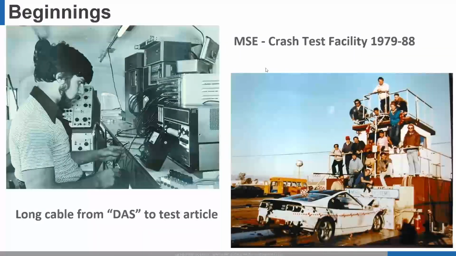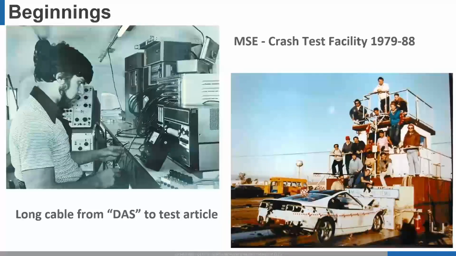My beginnings were at a crash test facility called Mobility Systems and Equipment Corporation in 1979. On the left, that is about a 21-year-old version of me sitting at a bench with a 40-channel data collection system that weighed roughly 150 kilograms, or 300 plus pounds, to do 40 channels. Our remote location, with signal conditioning and tape recorders, would be connected to a test vehicle via a long cable. We used to call that an umbilical cable. And this is the way we did it until the 1990s.